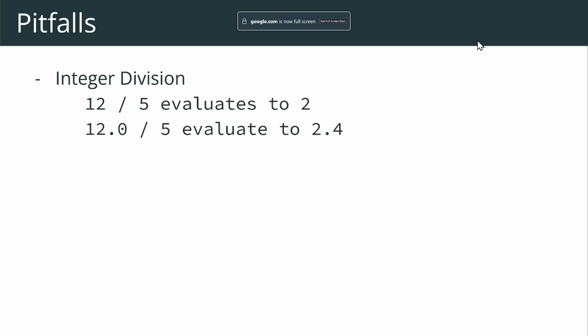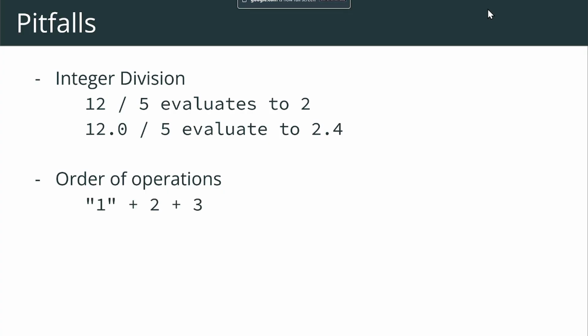Okay, so yeah, that can be a pitfall. We saw another pitfall was order of operations. Sometimes you're mixing types. So I'm mixing strings with integers, and the order of operations here goes from left to right. So the string 1 plus the integer 2 evaluates to 1, 2.